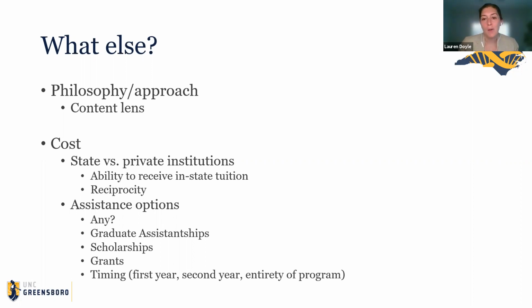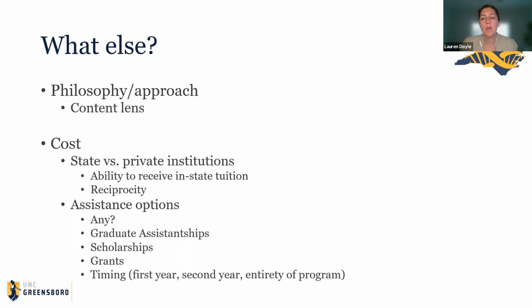Beyond that, I'm sure I don't need to tell you that costs are a thing that can vary. Some things to keep in mind are state institutions versus private institutions. State institutions have tuition rates that are set and often have variable rates for in-state or out-of-state students depending on residency, whereas private institutions likely have set rates regardless of residency.